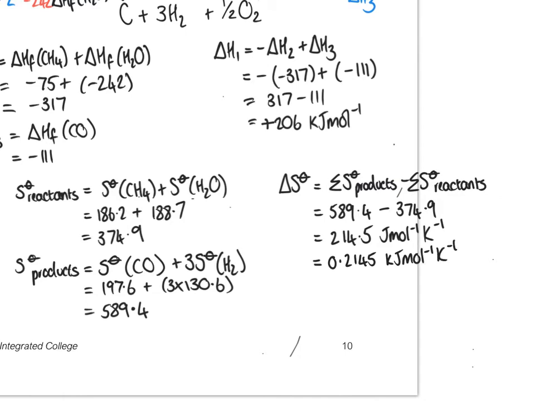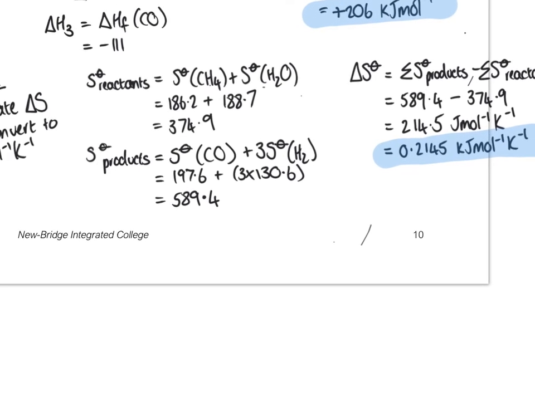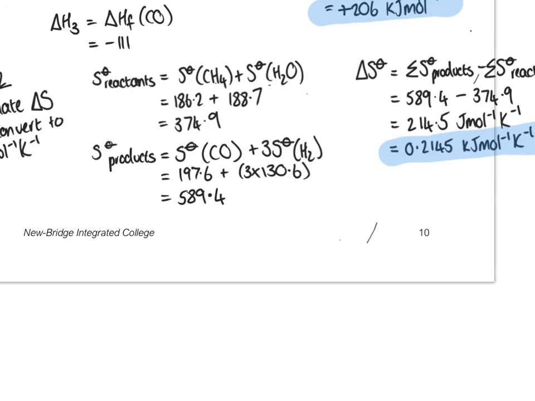Okay, so I now have my delta H value and my delta S value, and all I need to do now is sub that into my equation for delta G, and I will find my Gibbs free energy change. Okay, so step 3 is calculate delta G.